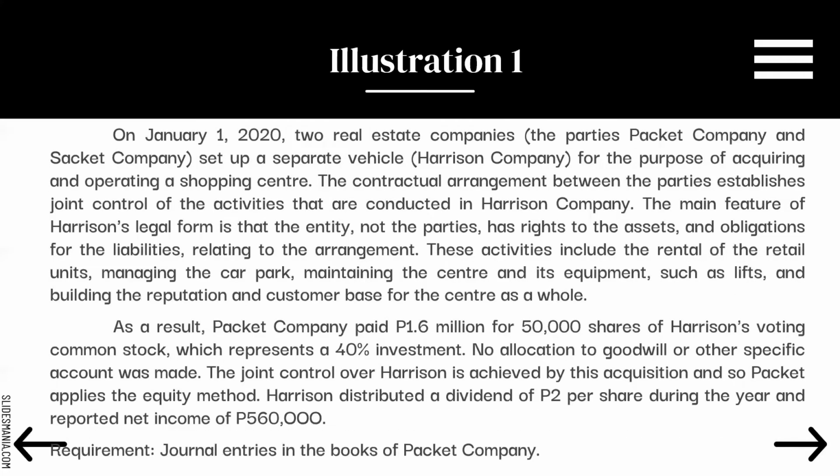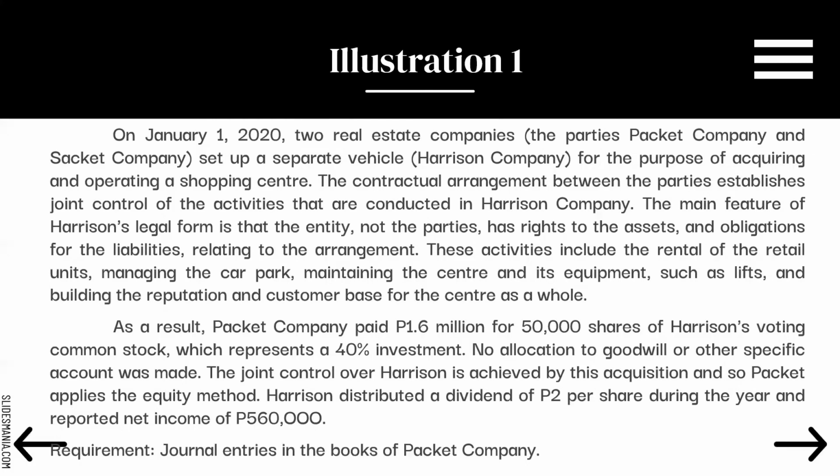So, illustration 1. On January 1, 2020, the real estate companies, the parties Packet Company and Sackett Company, set up a separate vehicle, Harrison Company, with the purpose of acquiring and operating a shopping center. The contractual arrangement between the parties establishes joint control of the activities that are conducted in Harrison Company. The main feature of Harrison's legal form is that the entity, not the parties, has rights to the assets and obligations for the liabilities relating to the arrangement.